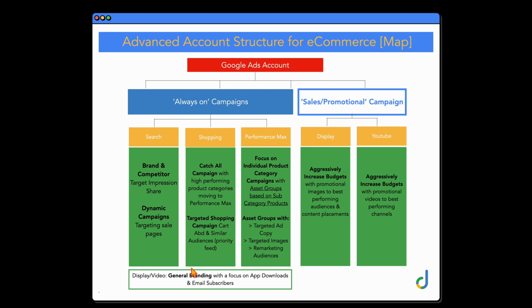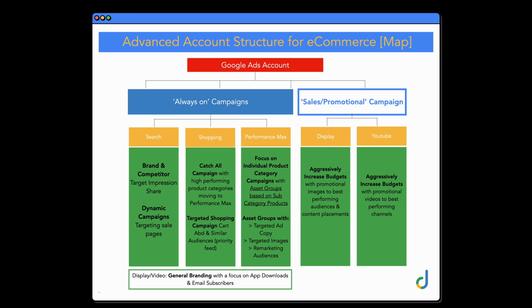And then we've got these other campaigns, which are sales or promotional campaigns. And the way that I generally do this is I generally reserve this for my display and YouTube campaigns. And by setting these up as separate campaigns, that means I can aggressively increase the budgets of these and then also decrease the budgets of these without hurting the underlying performance of my shopping or my Performance Max campaigns.